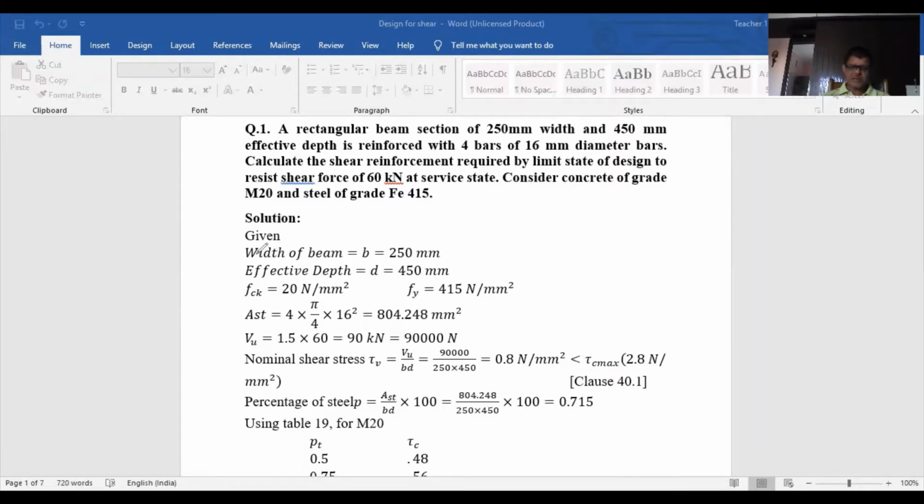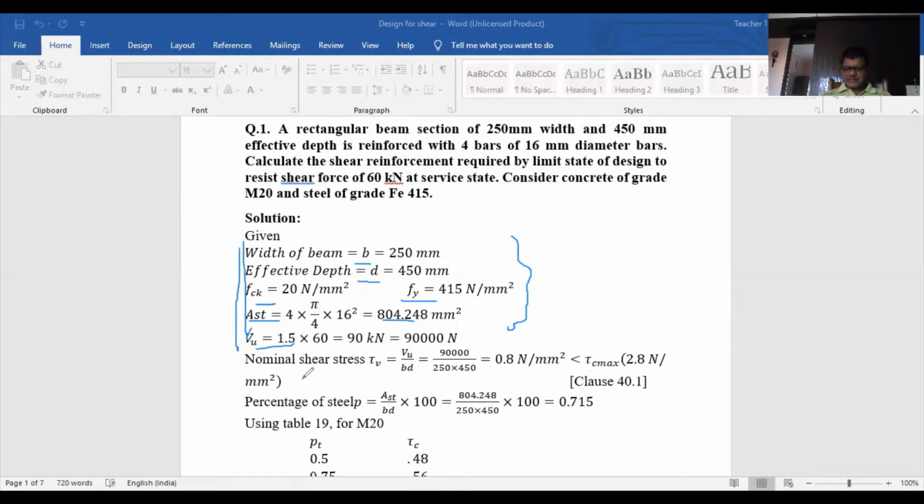So with this data, we'll start this design procedure. First write down what data are given and accordingly find out the values: width of beam b is given, effective depth small d is given, fck is given, fy is given, then Ast, as I've told, calculate the Ast value, then ultimate shear. So these are the data; initially write them down as the first step. What are the data given? If any of the data is missing, then in design you can assume the data. Suppose the grade of steel is not given, grade of concrete is not given, or width of the support is not given, then you can assume some values.